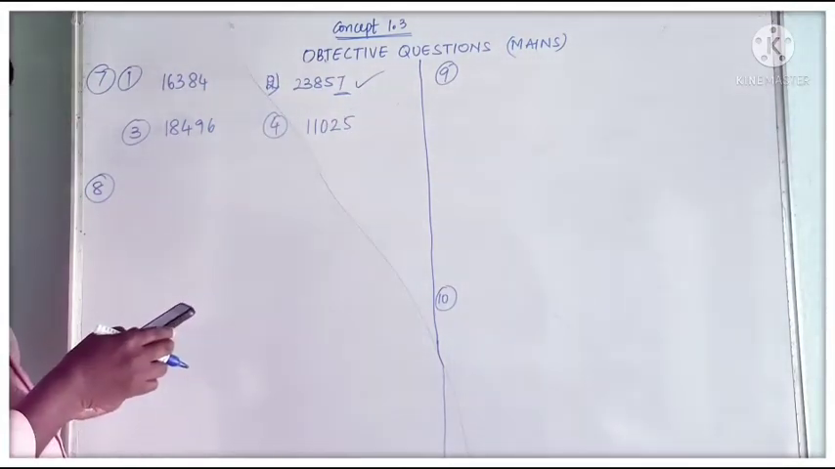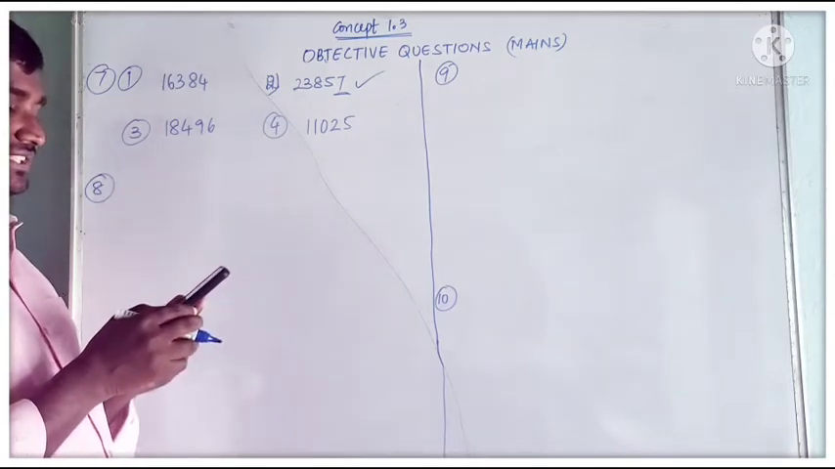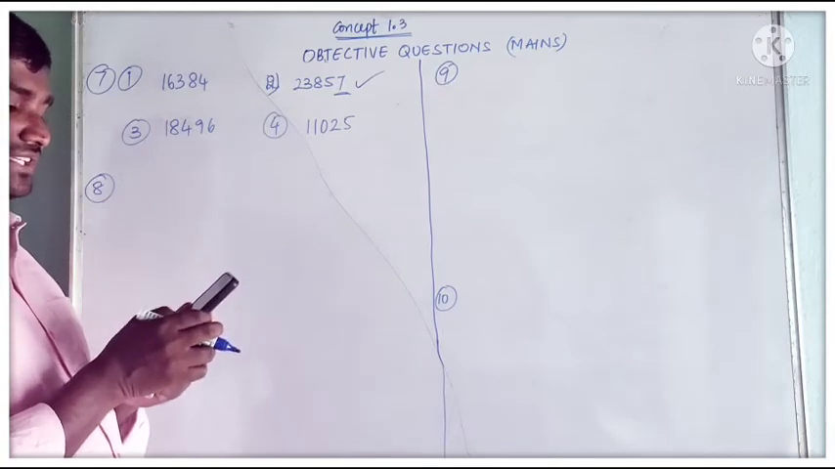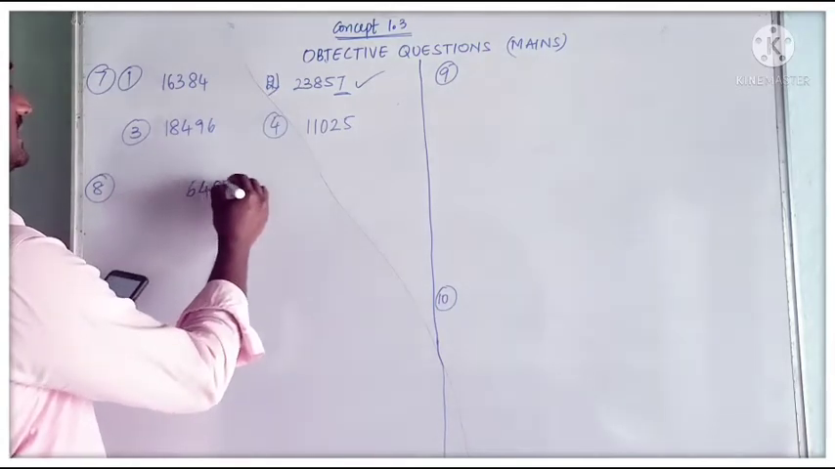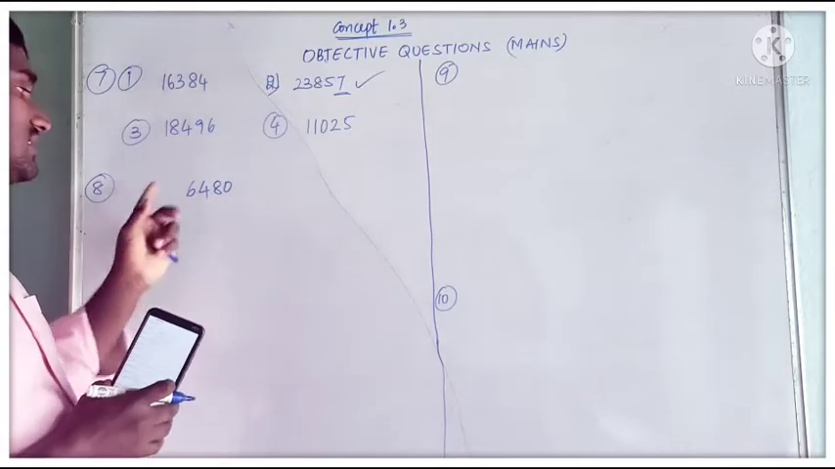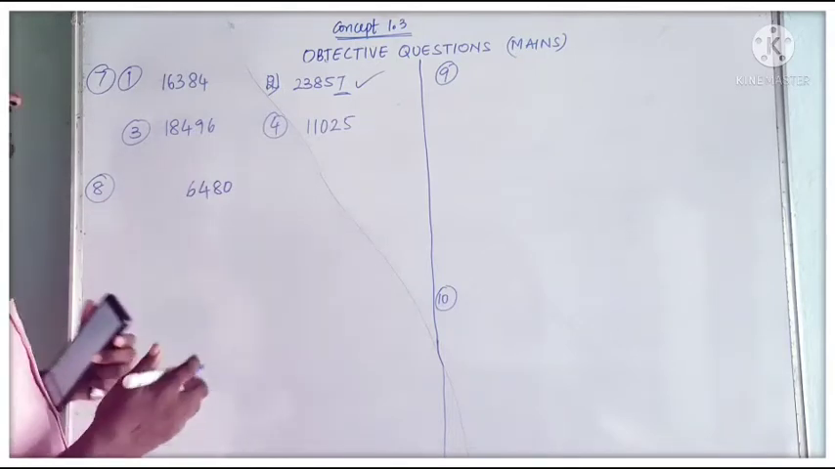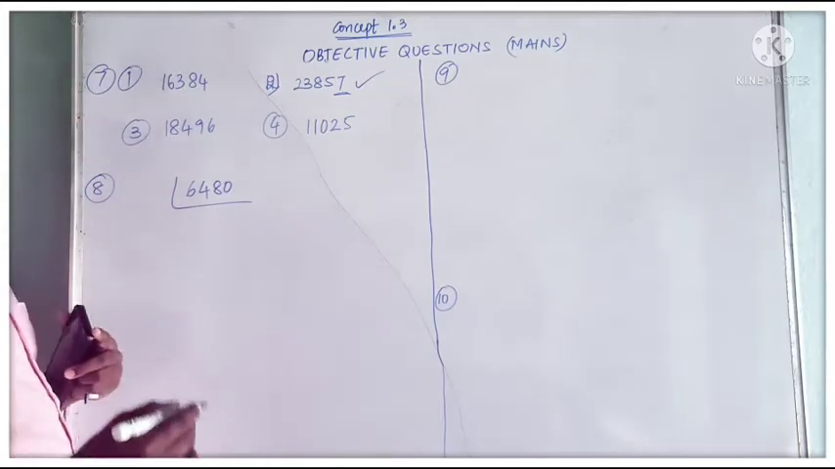Okay, next, 8th question. The smallest number by which 6480 should be divided so that the quotient is a perfect square. So 6480 is not a perfect square. They are asking by which number it should be divided so that it becomes a perfect square. In the division case, which method do we need to follow?